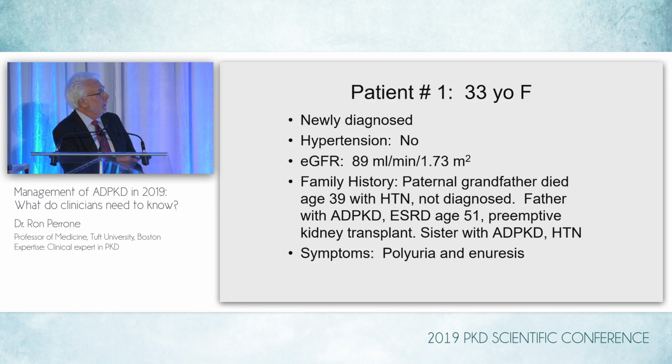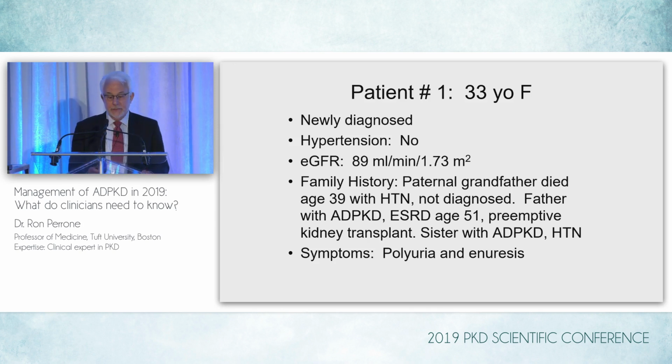Her paternal grandfather died at age 39 with hypertension, was not formally diagnosed. Her father had classic ADPKD with ESRD at the age of 51. He had a preemptive kidney transplant, and she has a sister with ADPKD and hypertension. And her symptoms were polyuria and enuresis.